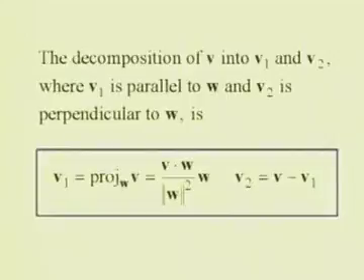Then the decomposition of v into v1 and v2, where v1 is parallel to w and v2 is perpendicular to w, is given by: v1 is the projection of v onto w, so that's v dot w over the magnitude of w squared times w, and then v2 is going to equal v minus v1.